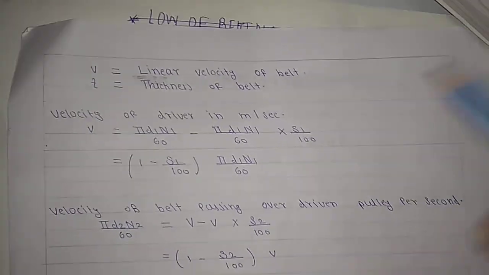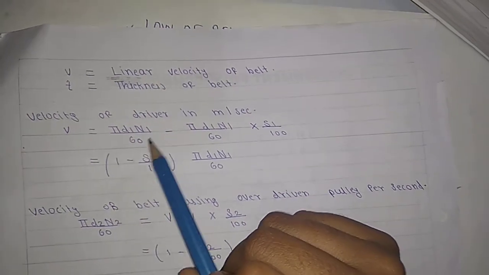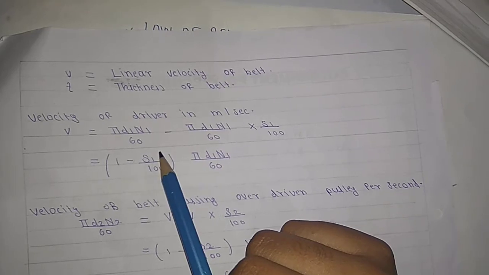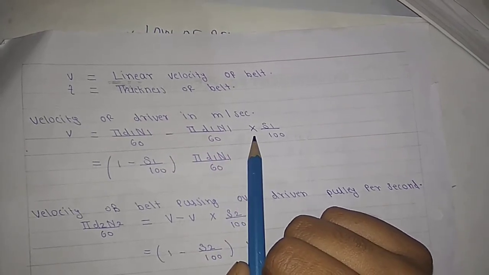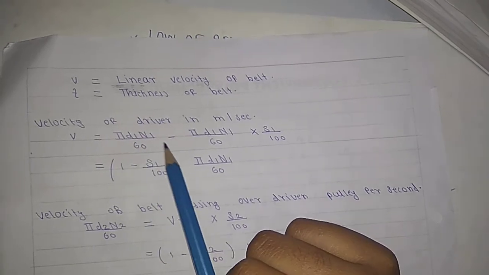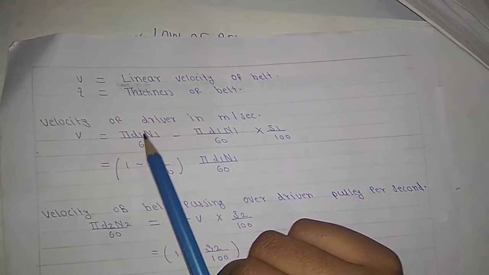Here you can see v is equal to pi D1 N1 upon 60 minus pi D1 N1 by 60 into S1 upon 100. Pi D1 N1 upon 60 is also the formula for omega.